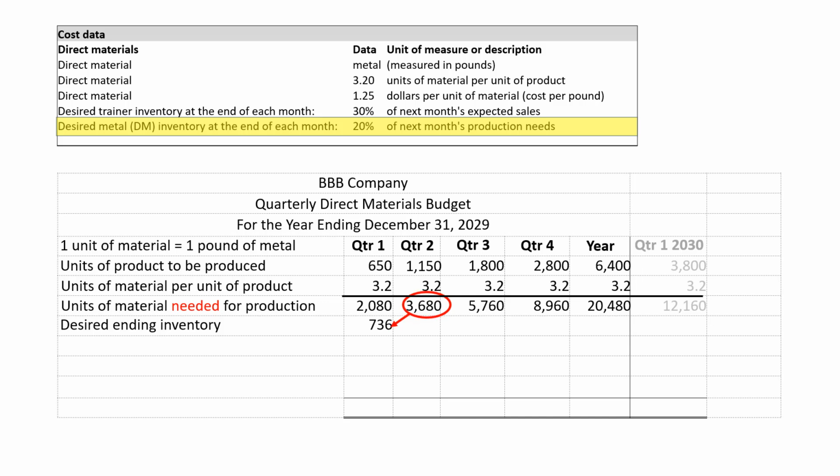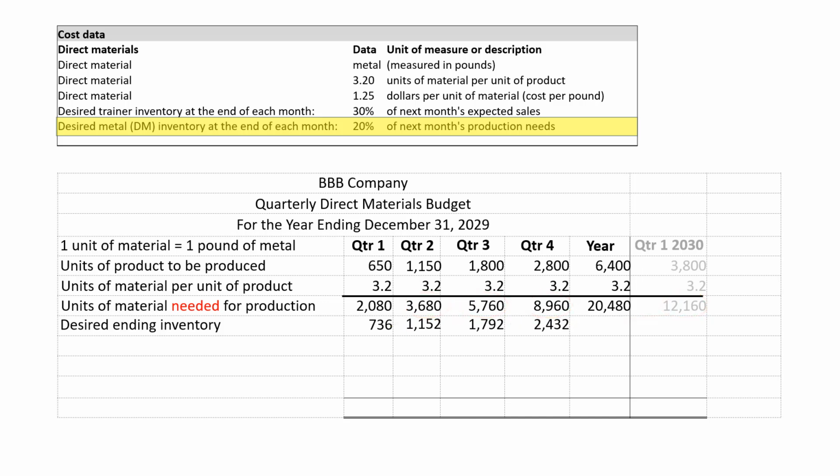We follow the same process to calculate the desired ending inventory for the remaining quarters. Notice that we need quarter 1 2030 metal needs in order to calculate quarter 4 2029 ending inventory. Also notice that we're leaving the year column blank for now. We'll come back to this in a minute.